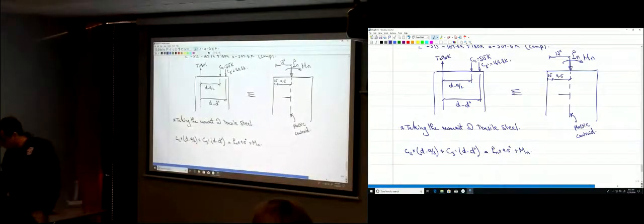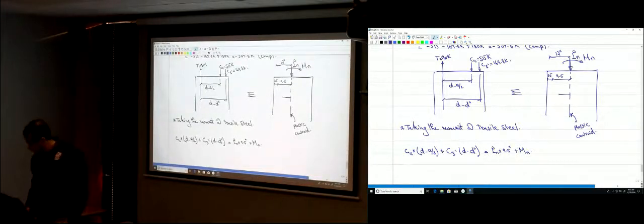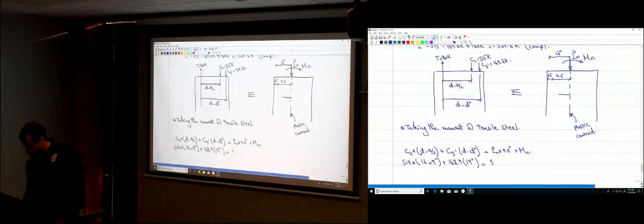So now we know the magnitude of Cc, right? How much is Cc? It's 514 multiplied by d minus a over 2, which is 16.09 inches. Cs prime is 168.9 multiplied by d minus d prime, which is 19 inches. Pn is 509.6 k multiplied by 9.5 inches plus Mn.